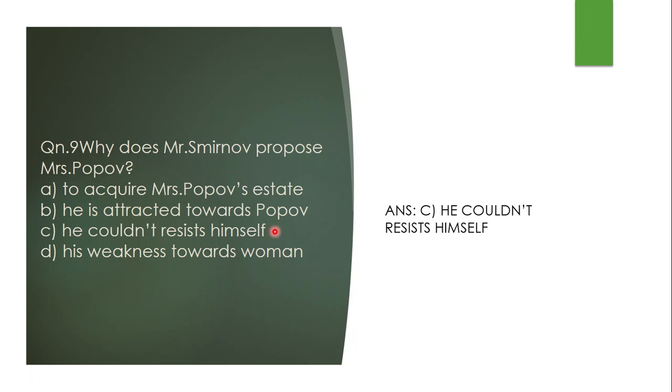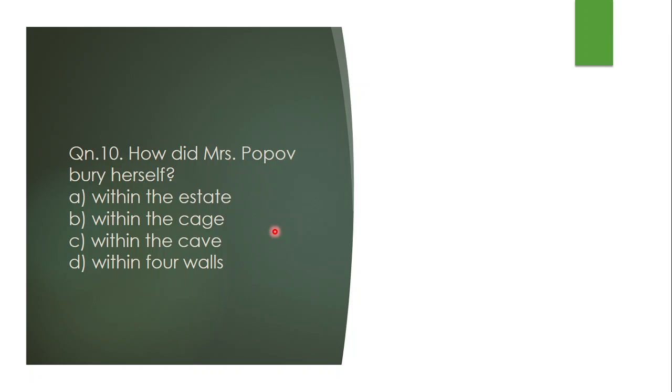So he proposed to her. And the last question here, how did Mrs. Popov bury herself? I have explained these things here. How did Mrs. Popov bury herself? Within the estate, within the cage, within the cave, within 4 walls? Yes, answer is within 4 walls of the house.